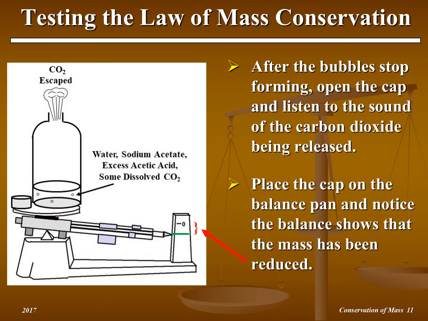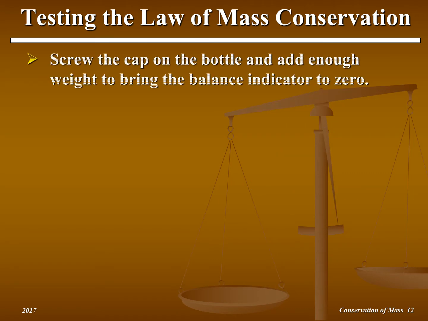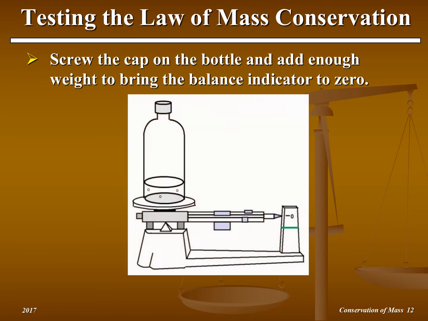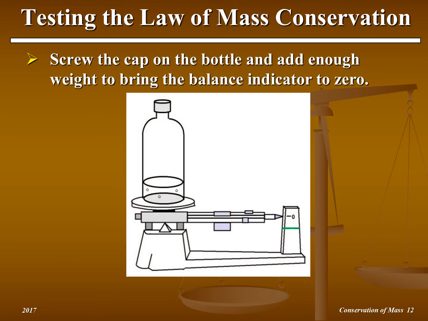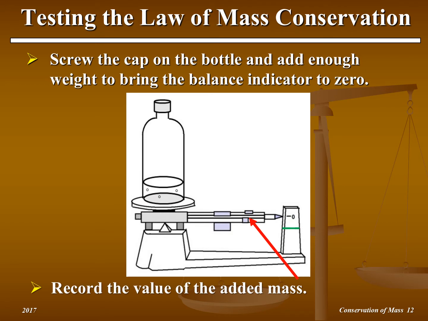Now place the cap on the balance pan, and notice that the balance pointer shows that the mass has been reduced. Screw the cap on the bottle, and add enough weight to bring the balance pointer to 0. Now record the value of the added mass. This value should be about equal to the value of the mass of the carbon dioxide produced.